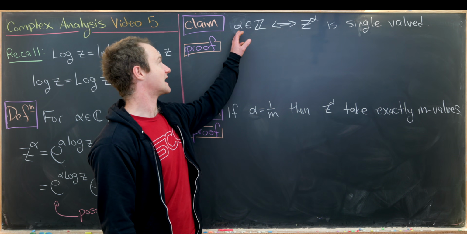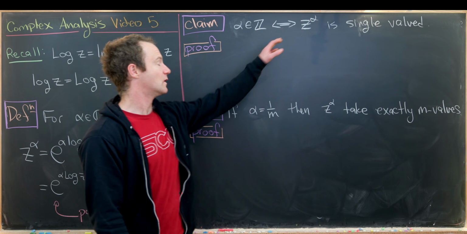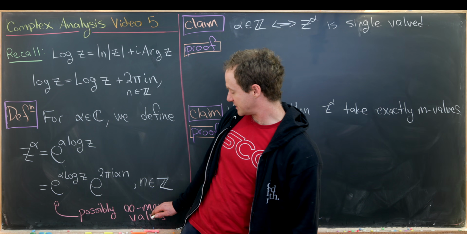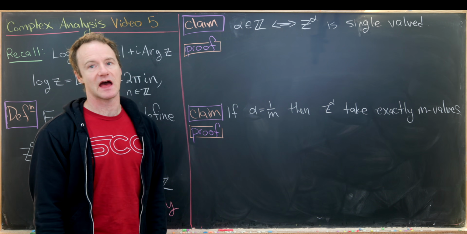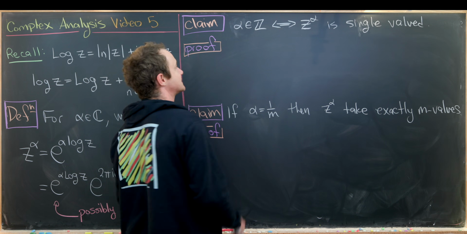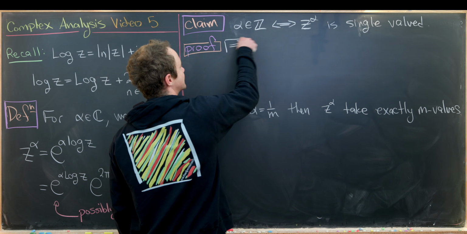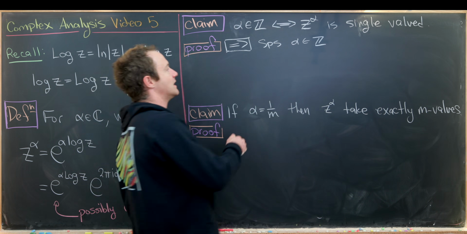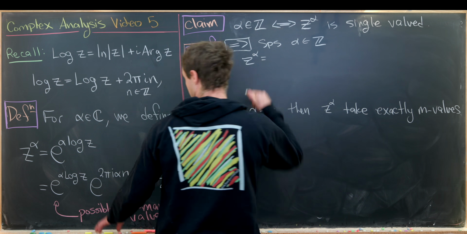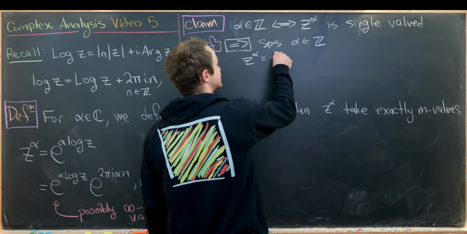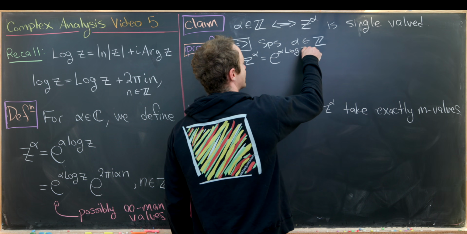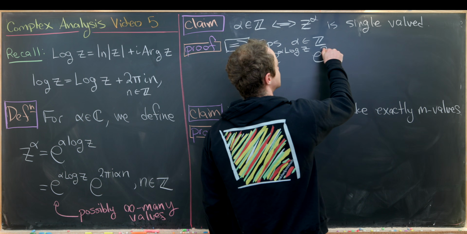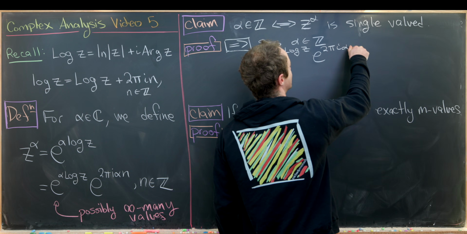We'll start by proving that alpha being an integer is equivalent to z to the alpha being single valued. So instead of having potentially infinitely many values, we really only have one value. Okay, so let's get to it. We'll do the forward direction first. So we suppose alpha is in the integers. But now let's look at z to the alpha via what we saw over here. And notice that's e to the alpha capital Log z, in other words, the principal branch of the logarithm, and then e to the 2 pi i alpha n.